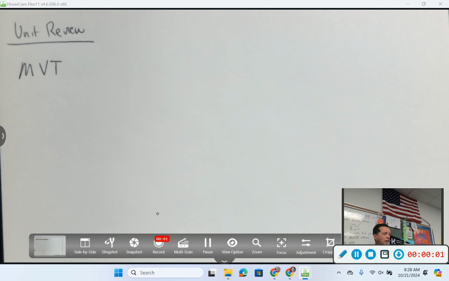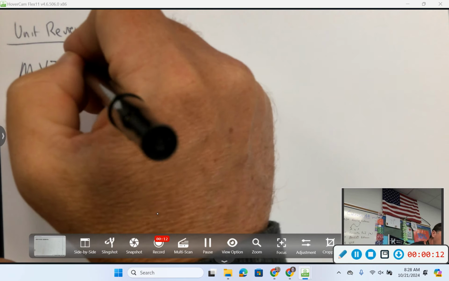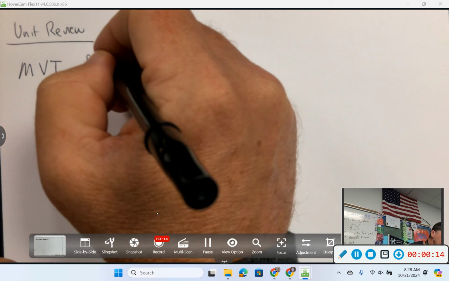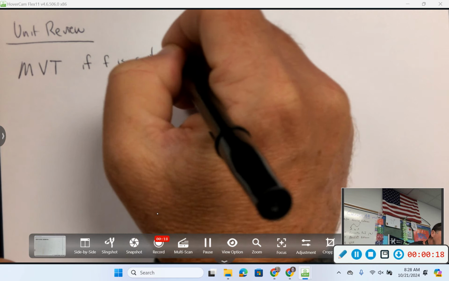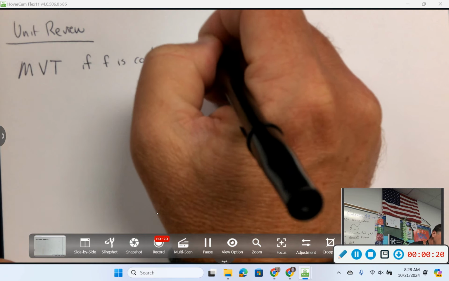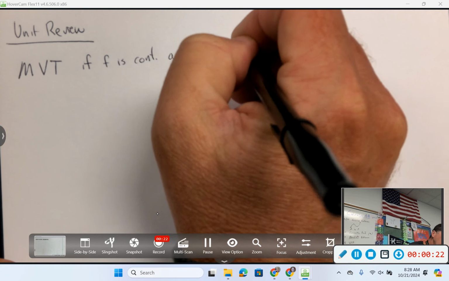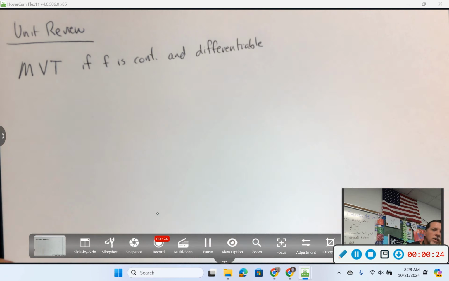Okay, so the entire unit review, we'll see how many minutes this takes. MVT: the conclusion was calculus slope equals algebra slope. The condition was if f is continuous and differentiable. If f is continuous and differentiable.